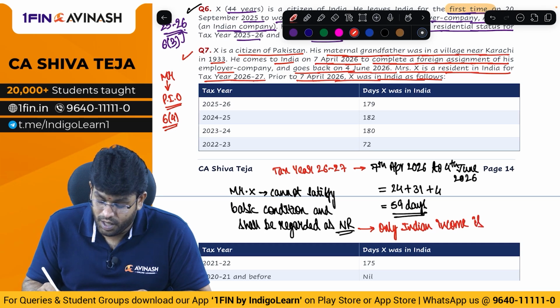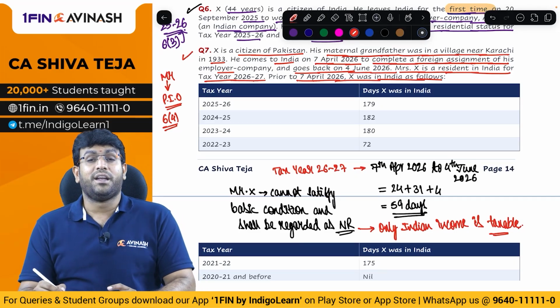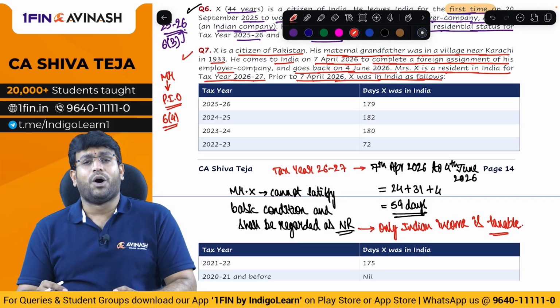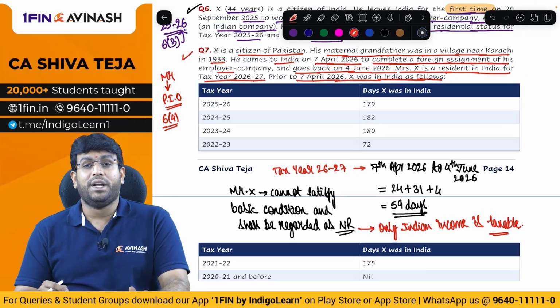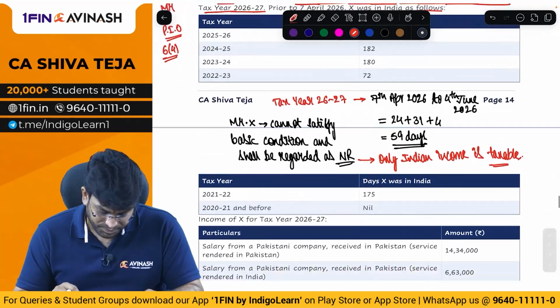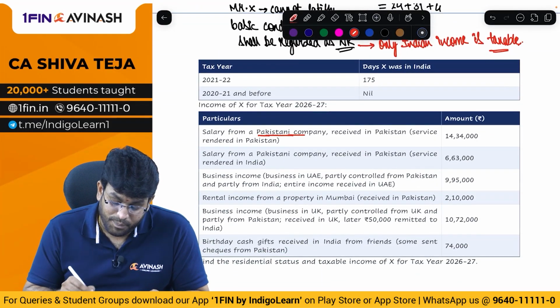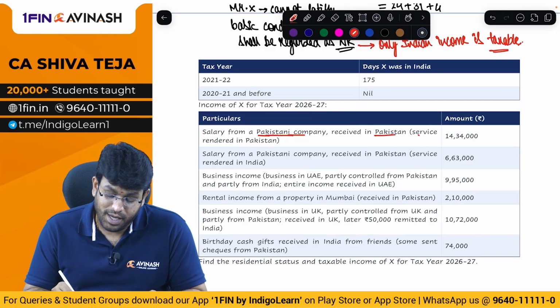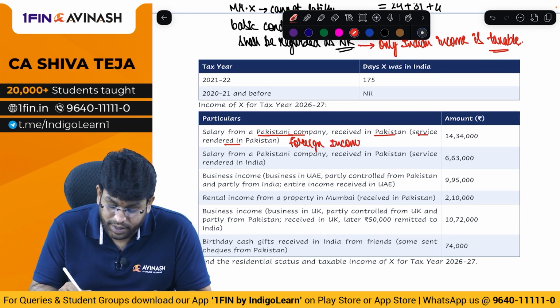As per section 5, we know the concept very clearly that only Indian income is taxable. There is no second thought about it. And Indian income means what? Income accrued or received or deemed to be received or deemed to accrue or arise in India. Only Indian income will be taxable. Come on, see below. Salary from a Pakistani company received in Pakistan, service also rendered in Pakistan. So what kind of income is this? This income is a foreign income and it is not taxable.